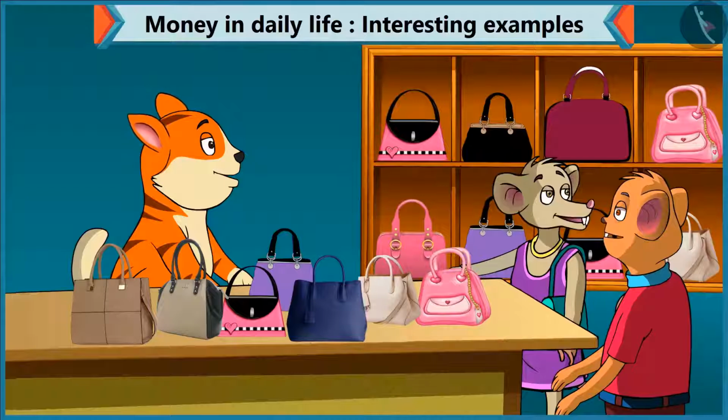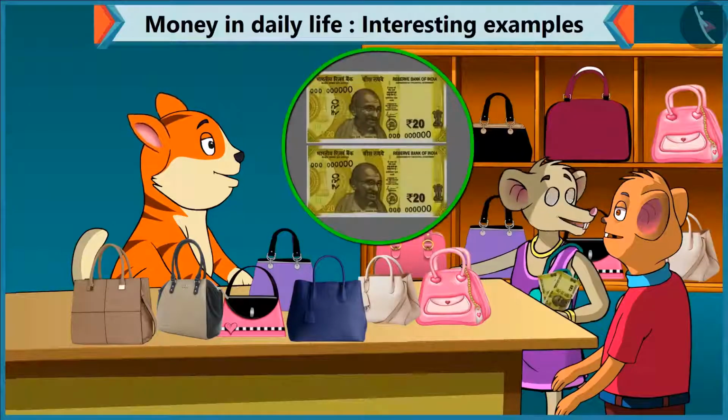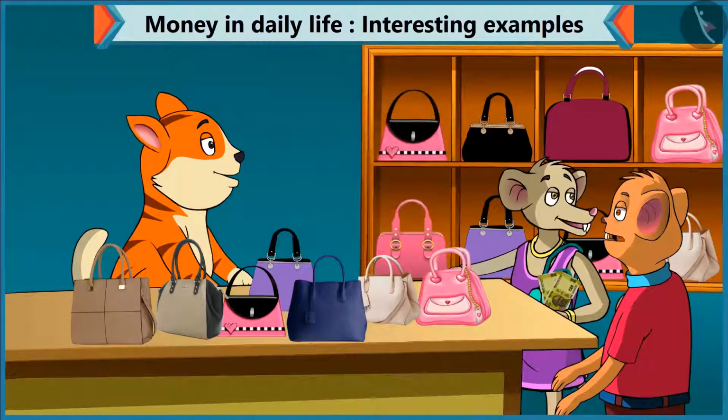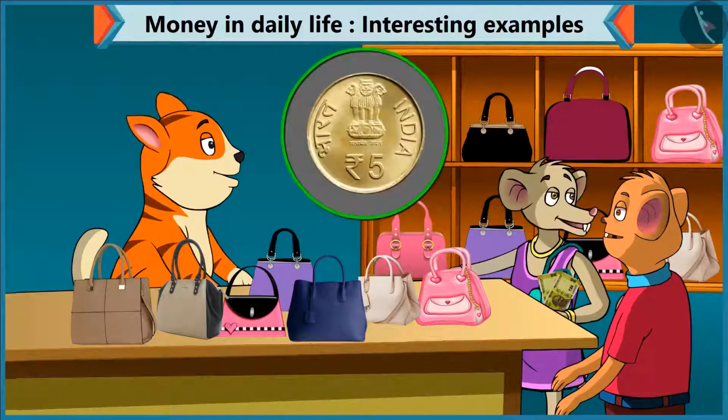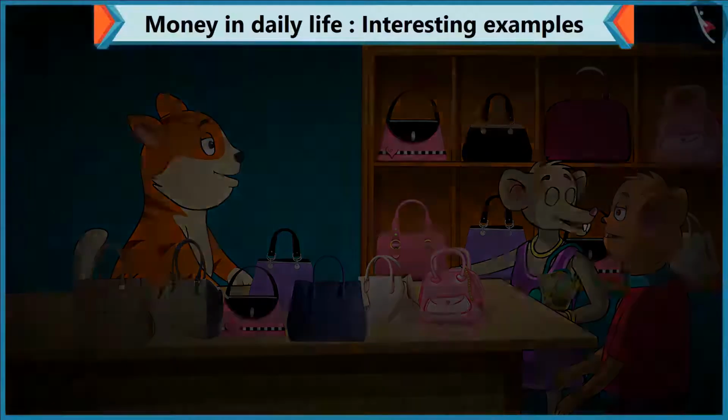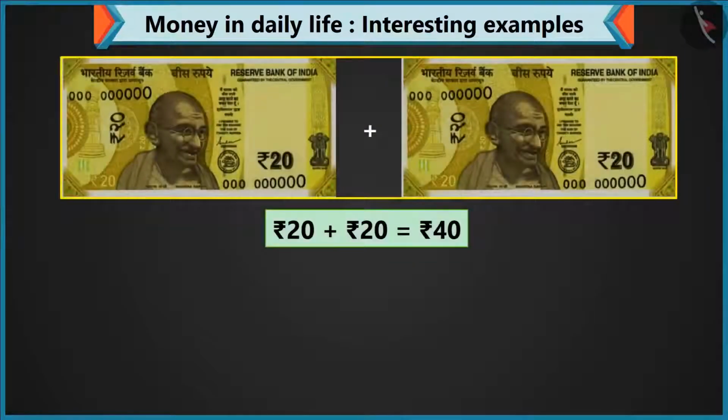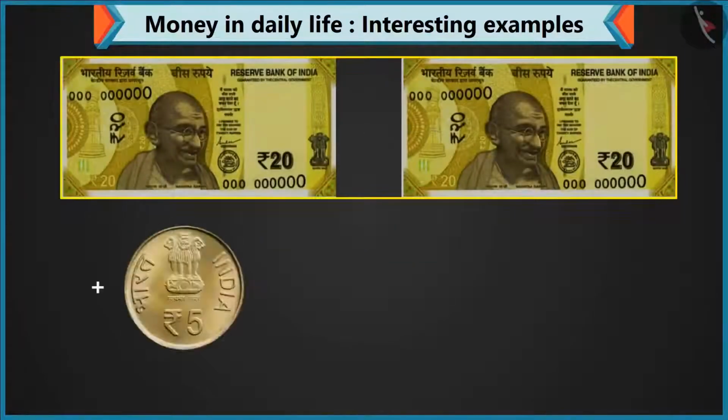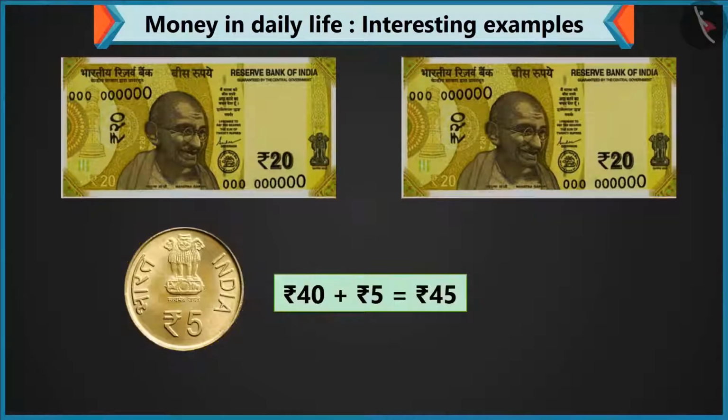Don't worry. Do you have 2 notes of 20 and 1 note of rupees 10? I have 2 notes of 20, but no 10 rupees note. Never mind. Give 2 coins of 5. I have only 1 coin of 5. So look, 40 rupees made by adding 2 notes of 20 and adding a coin of 5 makes 45 rupees.